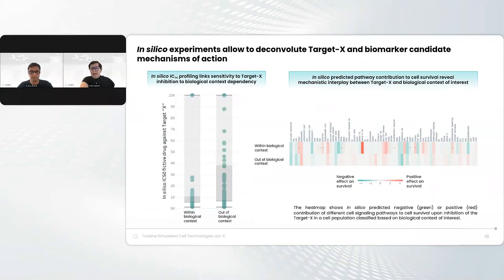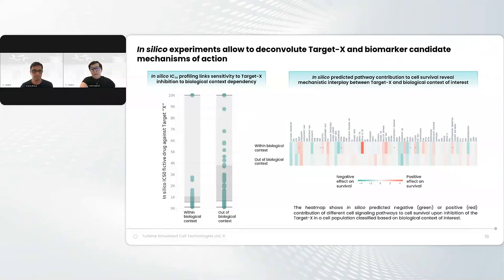So what does an output look like? On the left side, you can see this target X, which was one of our top target candidates. And you can see here simulated IC50 values within the test set of biological samples, which represent that specific biological context where we wanted to have the specific targets for.